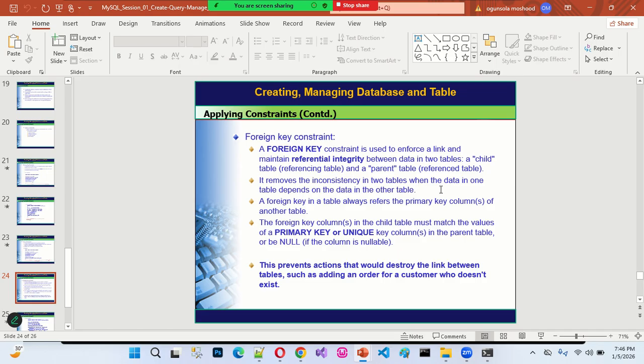In order to remove what we call inconsistency in these two tables, when data in the one table depends on data in another table, that is the need for what we call foreign key constraint, because if there are two tables that have a relationship and the foreign key constraint is not created on these two tables, the data in these tables will not be accurate. The data will be inconsistent. Do you get it now? And for example now, creating a foreign key prevents the action that will destroy the link between tables, such as adding an order for a customer who does not exist.